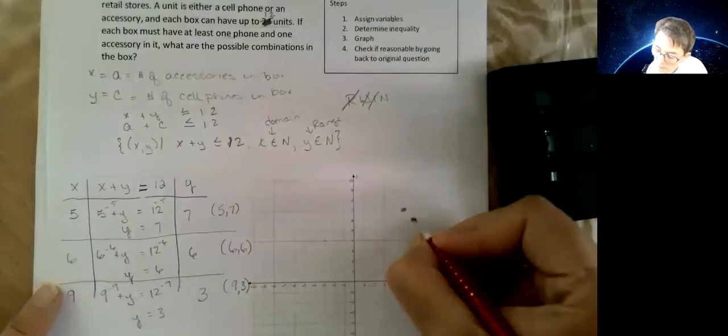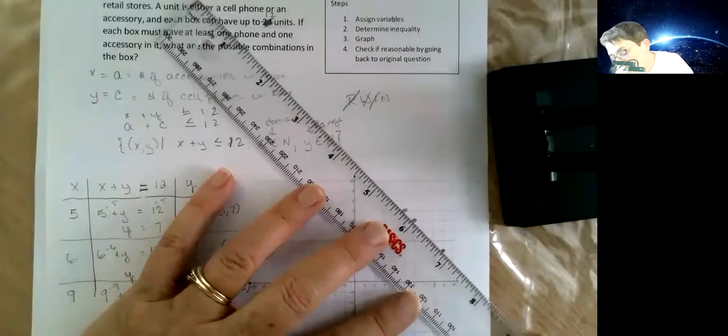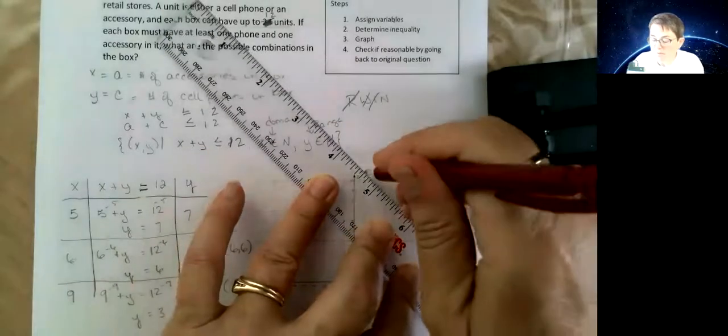All right, so we have done our chart. We should graph our points. 5 over, oops, there's 7. 6 over, 6 up. And 9 over, 3. Okay, and then we go back and we look at our inequality, which was a less than or equal to, which means I need to draw a solid line through those. And luckily, they all are beautiful. And it gives you a nice line like that. So again, solid line.